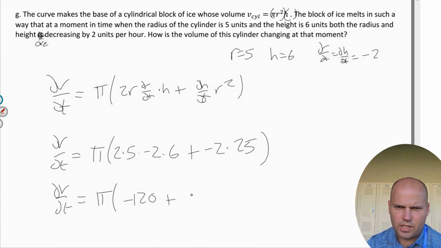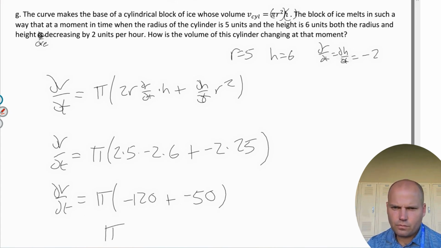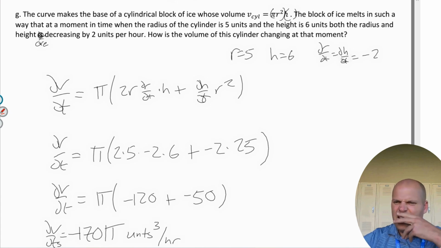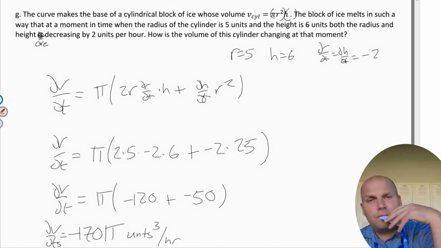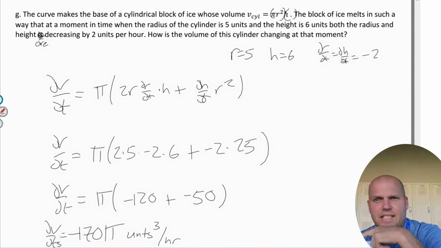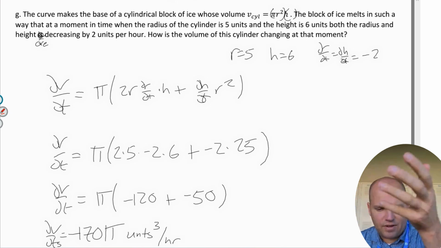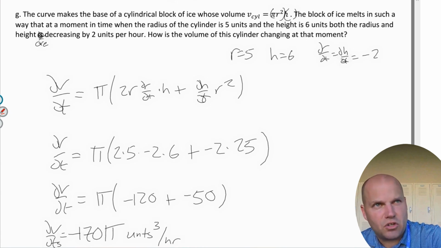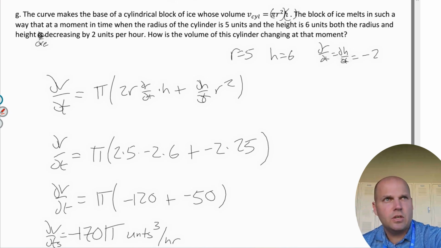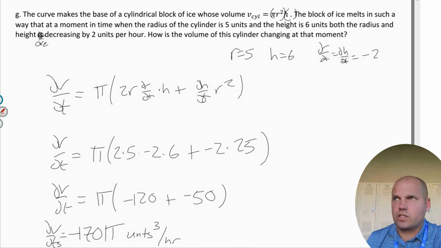Negative 120 plus negative 50. Negative 170 pi units cubed per hour. That's good. dV/dt is negative. That means V is decreasing. My volume is decreasing because we got this block of ice that seems to be melting. If the block of ice is melting, volume is decreasing. If volume is decreasing, the derivative is negative. The rate of change is negative. Okay.